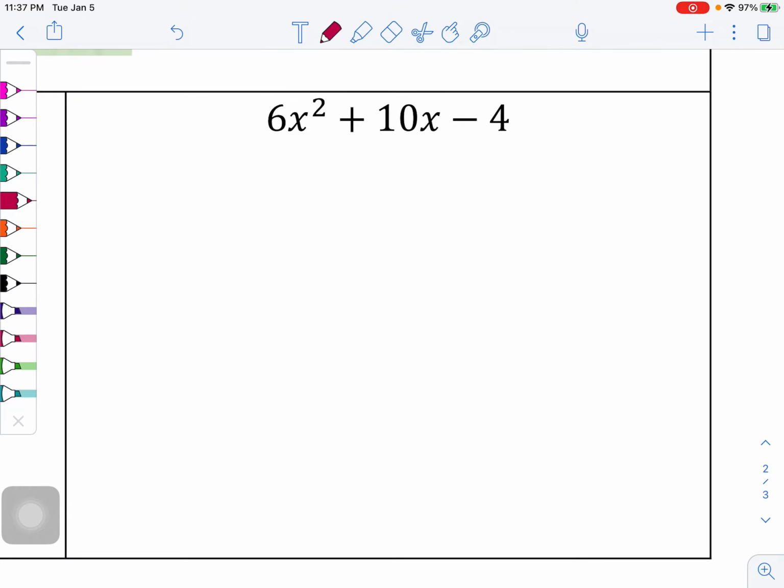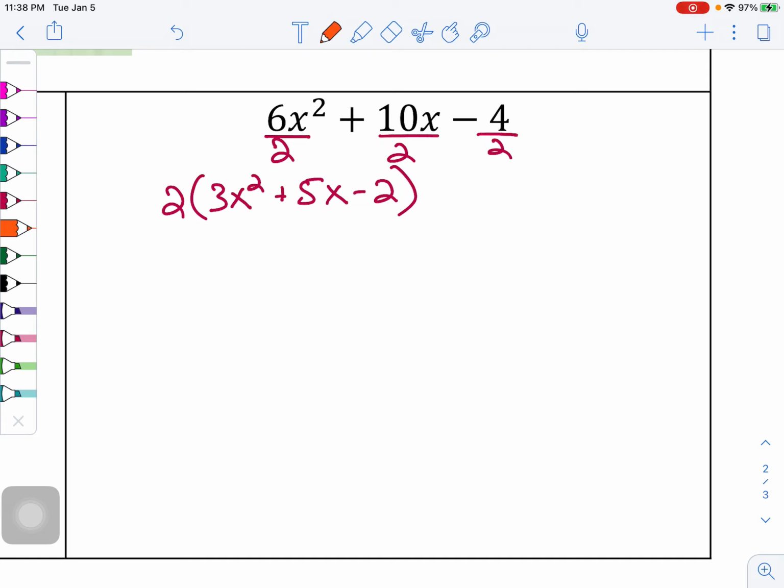Next one. Now, for this one, before I go into factor by grouping or the AC method or anything, I actually noticed that there is a common factor across all three of these terms. So all three of these terms can be divided by 2. And I would highly recommend you do that because that's going to make the numbers just that much smaller to work with when you're trying to solve this.